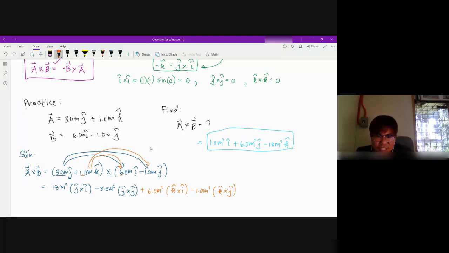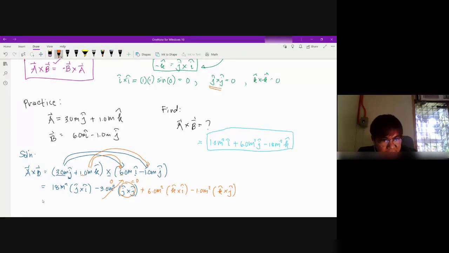Now, you notice that every time we see j cross j, that is 0. This is 0. This is 0. Right? So this second term will never contribute. This is just equal to 0 because j cross j is 0 times any number here, which kills the entire term.